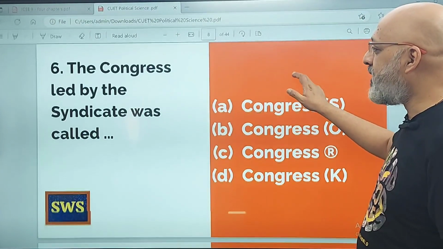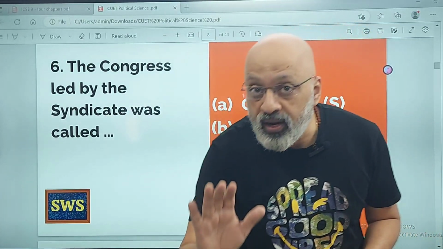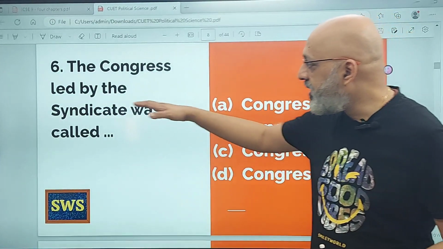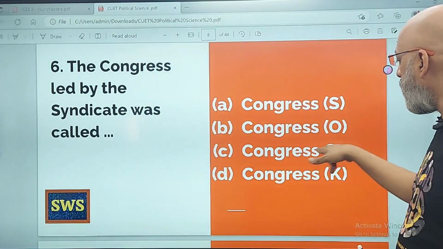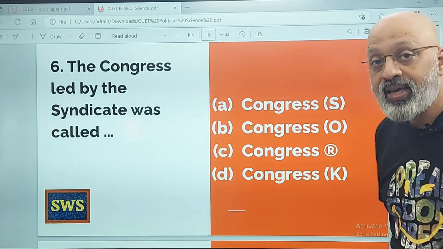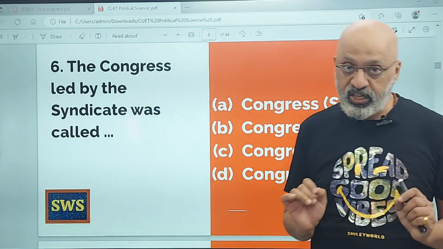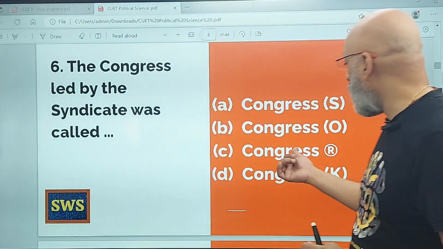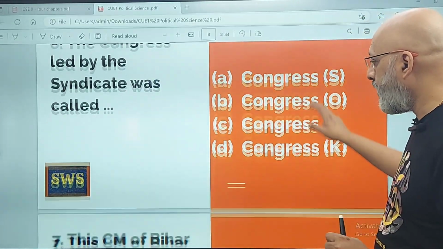The Congress led by the Syndicate. Now, the Syndicate was something which was opposed to Indira Gandhi after 1966-67, right? So, the Syndicate was called the Congress S, the Congress O, the Congress R, or the Congress K. It was called the Congress O, the Congress Organization. The Indira Gandhi group of the Congress at that time was called Congress R. Okay, so please remember this.